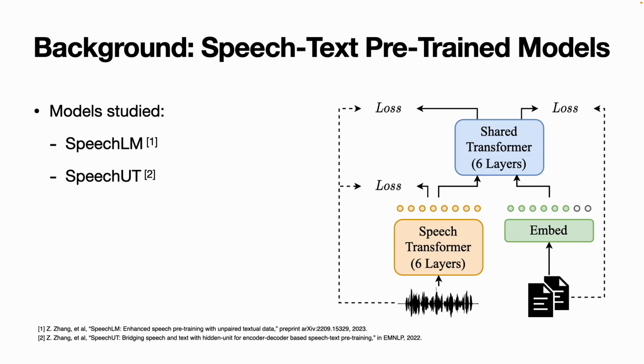And then there are some different losses used to train the model. For speech and text input, there are self-supervised losses defined on them separately. And also there are some additional losses to encourage the speech representations to be more discretized, so they can be more similar to the text representations.